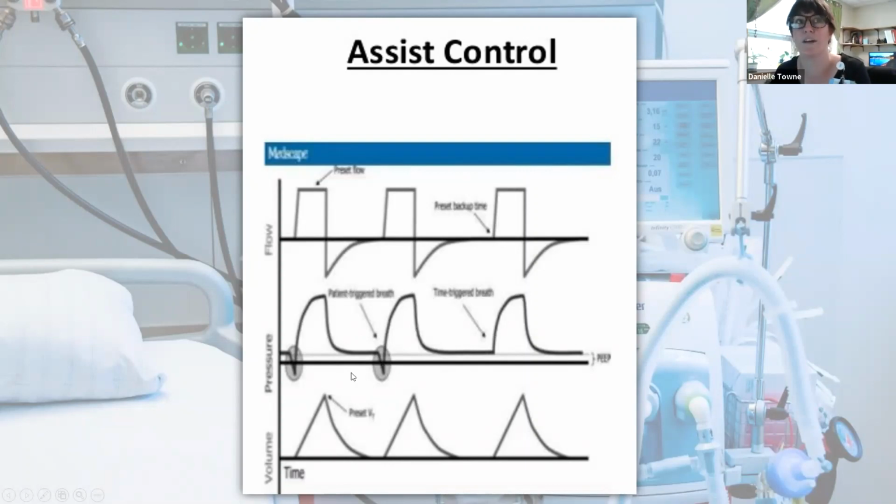So let's say that we set our ventilator to have a targeted tidal volume of 450. Now, every single breath that I take, it's forcing 450 mLs in. It's not allowing me to take a little mini breath in between.